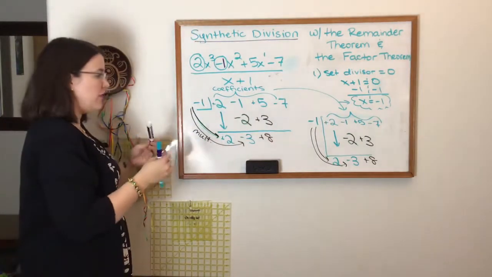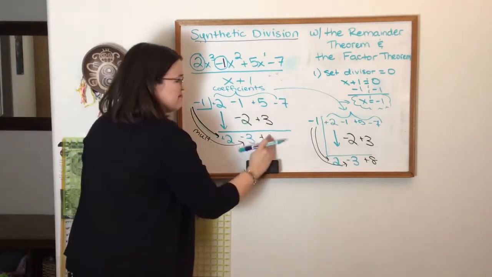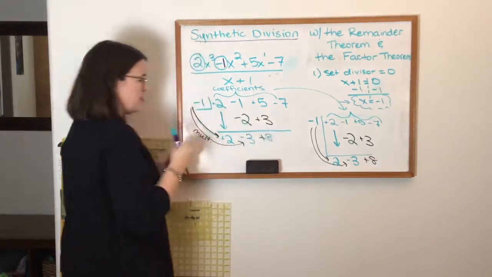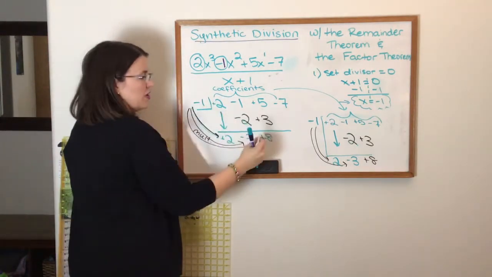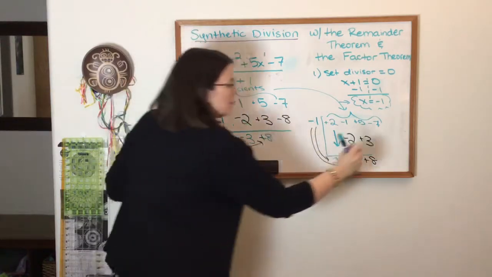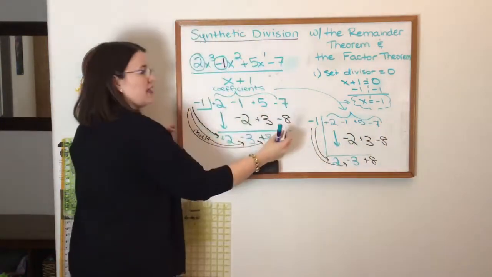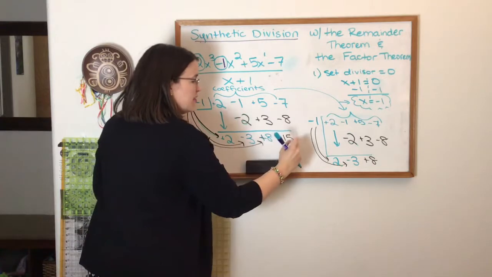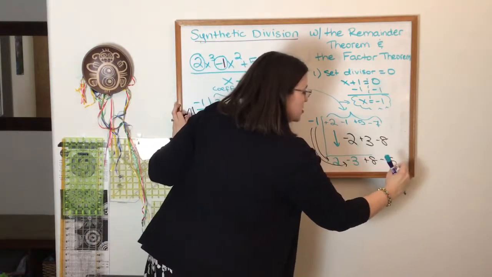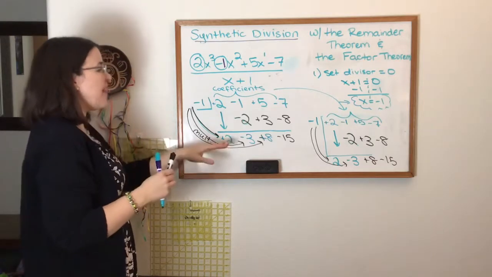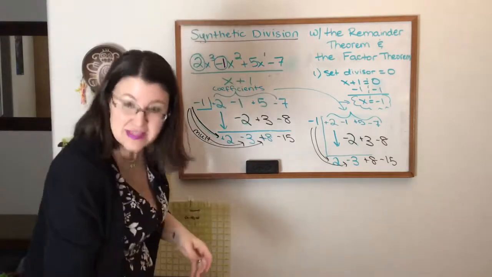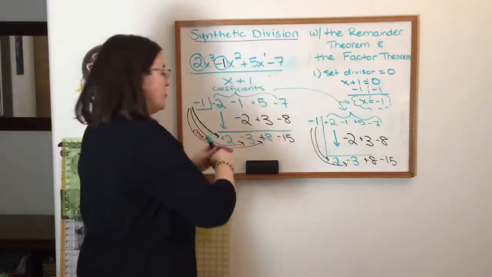All right, now for the last term, I go ahead and do my last multiplication. Negative 1 times 8 will give us negative 8. And now negative 7 minus 8 is negative 15. So I'm technically done with the problem, but what I have to do is write it as an answer. And this is also where the idea of the remainder theorem comes in.